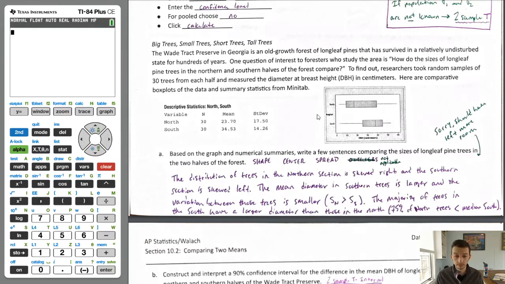So that's one thing that you could compare for the spread. And then I also just mentioned that most of the trees in the south, like here, even if you look at the upper 50% of these trees, those are all bigger than 3/4 of the trees down here. Now, you don't have to make that particular comparison, but they're just asking you to state some things that are true about the distributions here.